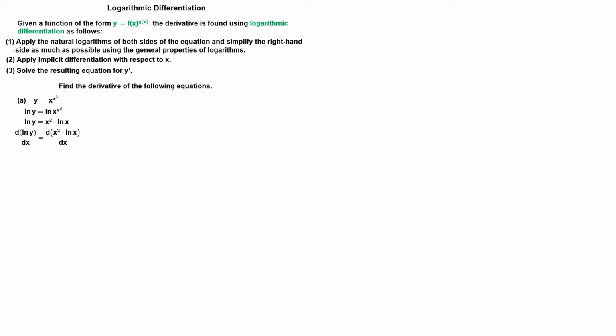Step 2. Differentiate implicitly with respect to x. We use the product rule on the right side and the chain rule on the left side. Step 3. Solve the resulting equation for y prime.